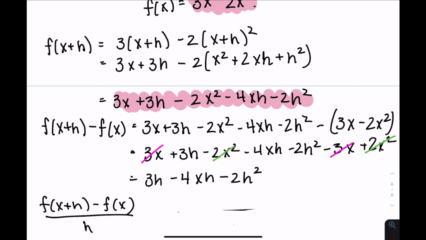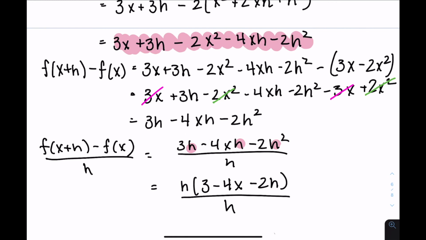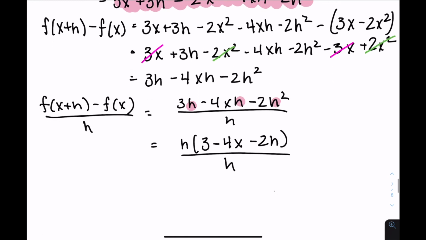And what's left over, everything has an h inside of it, which is good. I want to divide by h, so now I can go ahead and take that out. So we want to take this expression we just got and divide it by h. But since every single one of these has an h involved, we can factor that out. And now because it's factored out, we can cancel those two pieces and we get 3 minus 4x minus 2h with that particular stipulation that h is not going to equal 0.